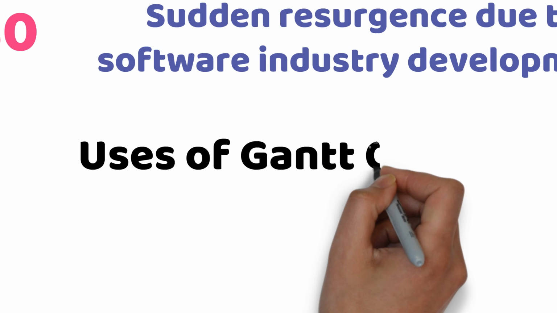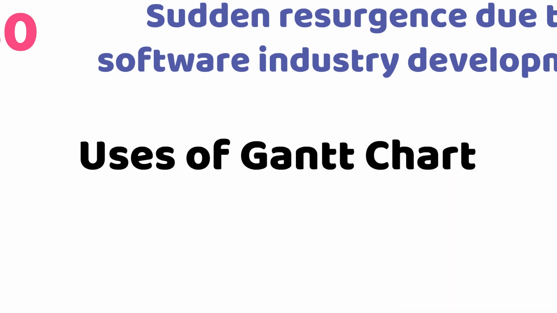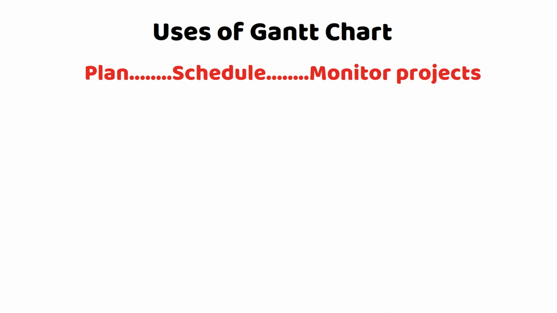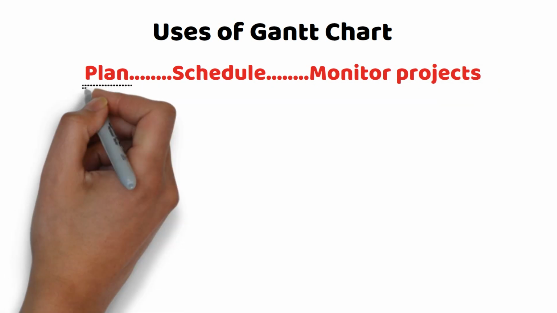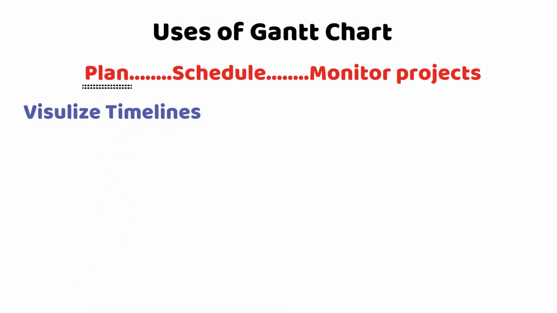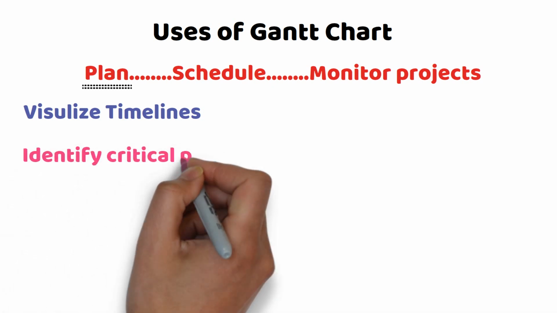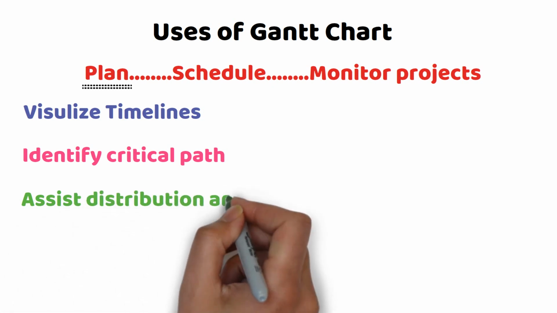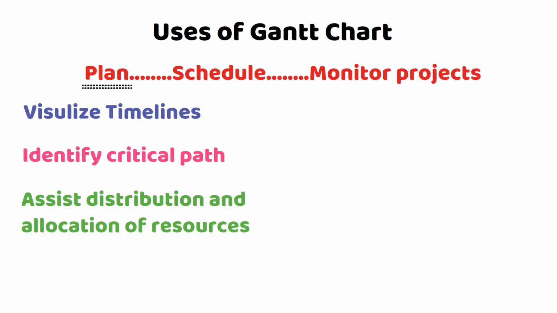Uses of Gantt chart. Gantt charts are versatile project management tools that have various purposes. They are used to plan, schedule, and monitor projects. During the planning stage, we can visualize the project timeline with the help of a Gantt chart. The visualization of timelines helps in identifying the critical path of the project. It also assists in the distribution and allocation of resources.